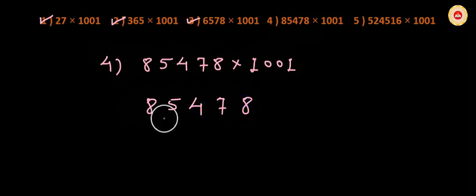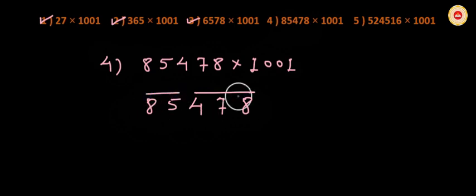85,478. 1, 2, 3, 4, 5. There are total 5 digits in the given multiplicand. Now, first step is to form groups in the given multiplicand in such a way that every group will contain 3 digits and leftmost group may contain 1 or 2 digits. So this is first group and this is second group.